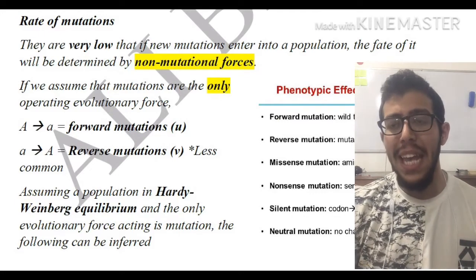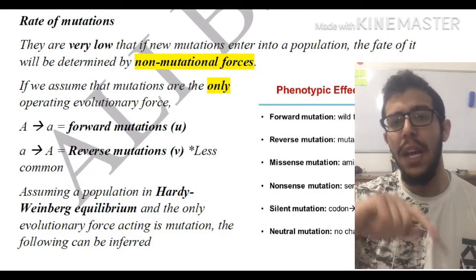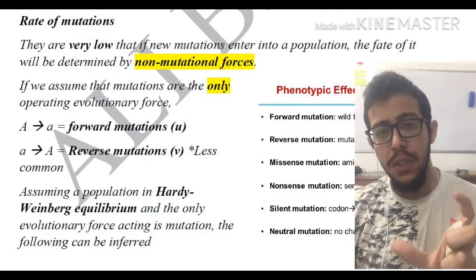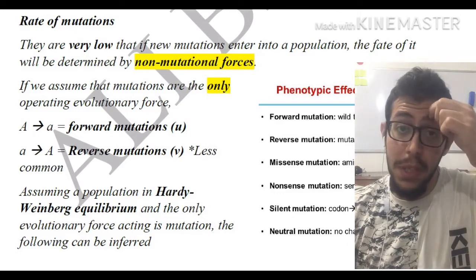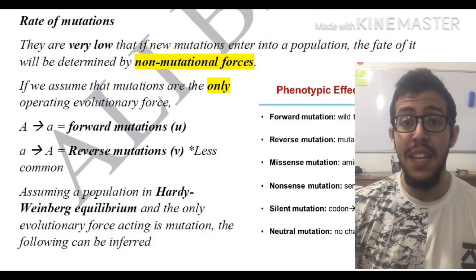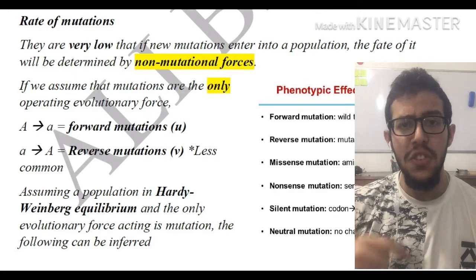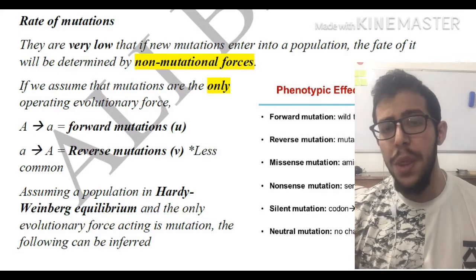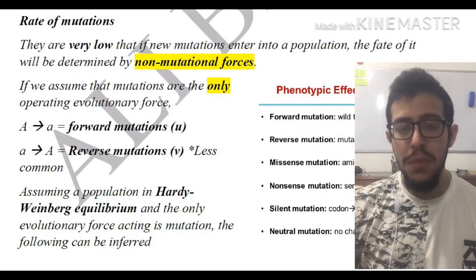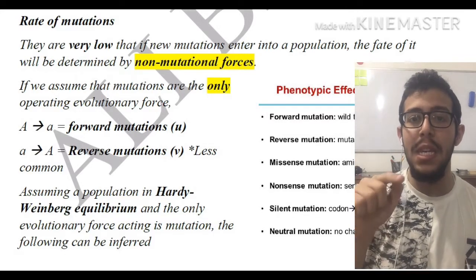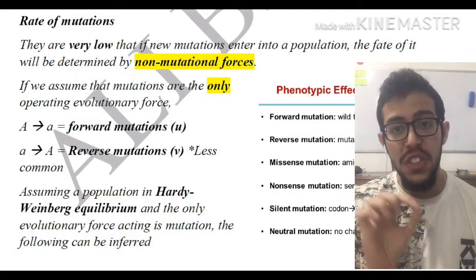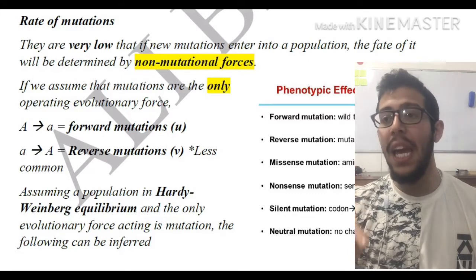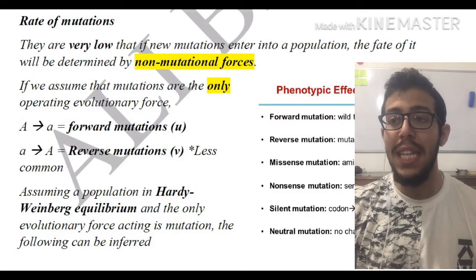We've got the conversion of the capital A, which is the dominant allele, into small a, a recessive one. It is going to be called forward mutations, and the rate of these forward mutations is going to be represented from now on as U. Now, the rate of the reverse mutations, which is simply the conversion of the small a, the recessive a, into the dominant A, we're going to be referring to as V.